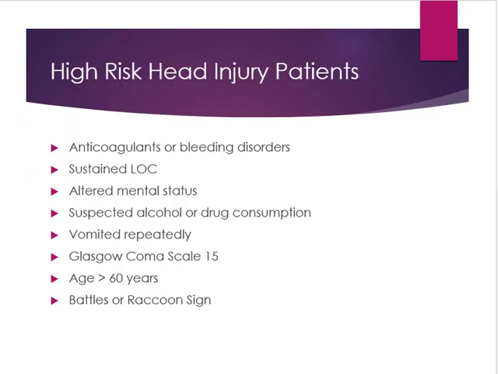So your patients that are at high risk for head injury include patients that are on anticoagulants or have bleeding disorders, those that have sustained a change in consciousness or altered mental status. Also if you are concerned for suspected alcohol or drug consumption, if we have repeated vomiting, if we have a Glasgow Coma Scale that's less than 15, if someone's greater than 60, or if you are noticing Battle's or raccoon signs. And we'll talk about those, but the Battle sign is that bruising that comes on the mastoid process, behind the jaw, below the ear, and then the raccoon sign is the circles that go around the eyes.